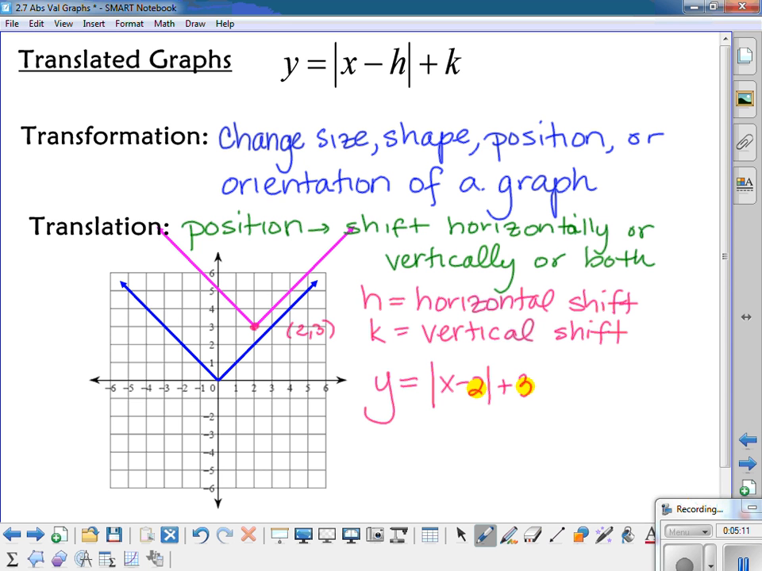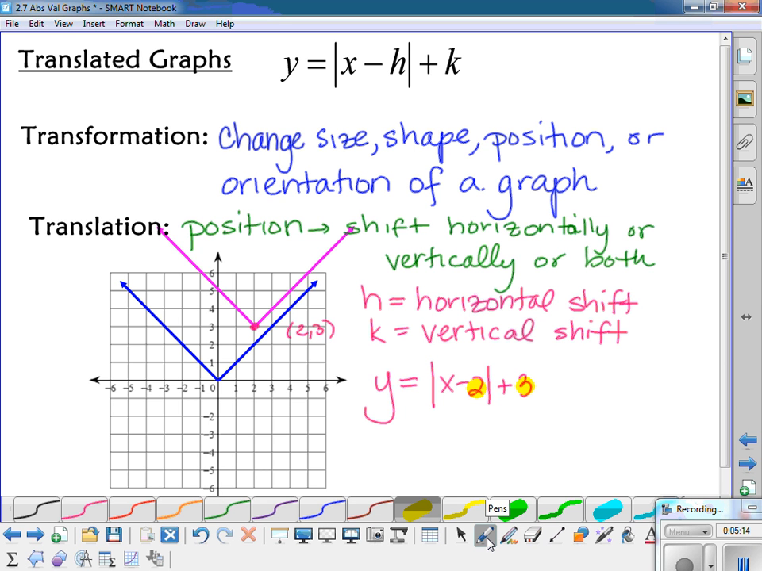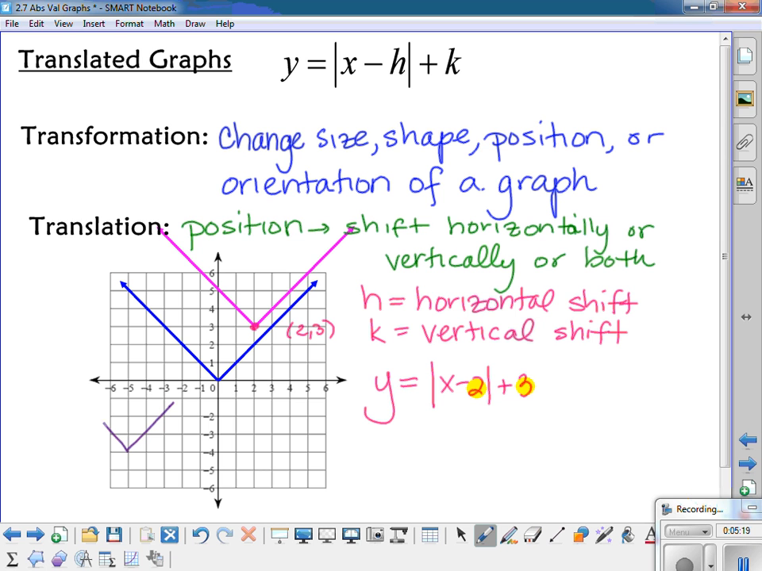Okay. I could also shift the other way. I could decide to shift it over here. So in that case, I went backwards 5, so I went negative 5, right? And then I went down 4, so negative 4. So for that one, my h is negative 5, my k is negative 4. So if I want to write that equation, if I do x minus a negative 5, what happens? It becomes plus 5. And then minus 4. Okay?